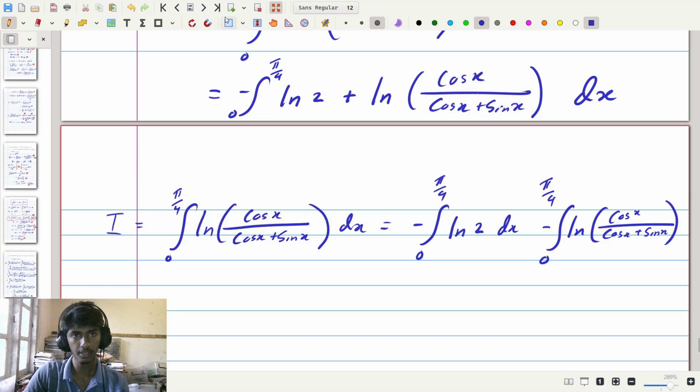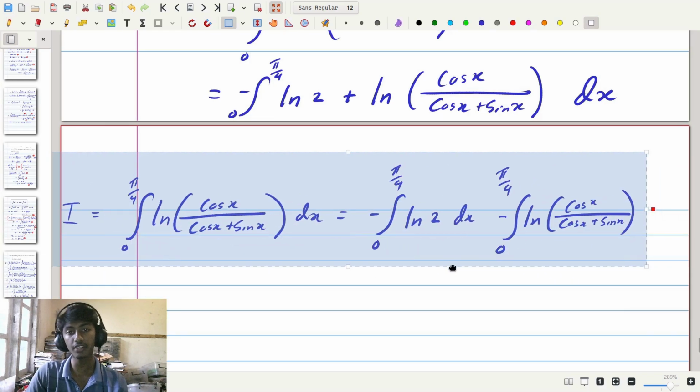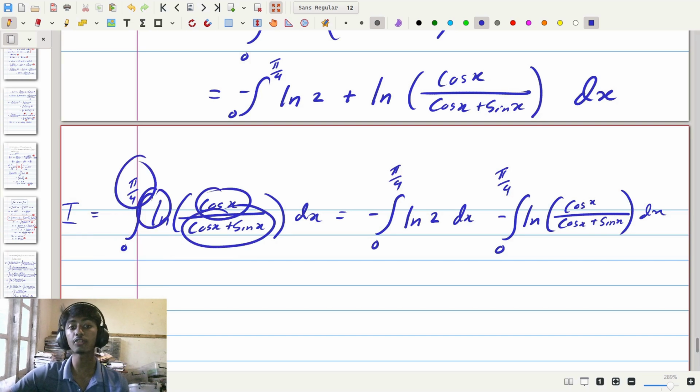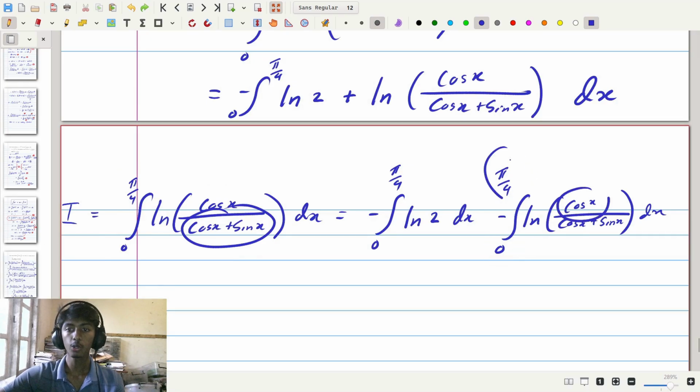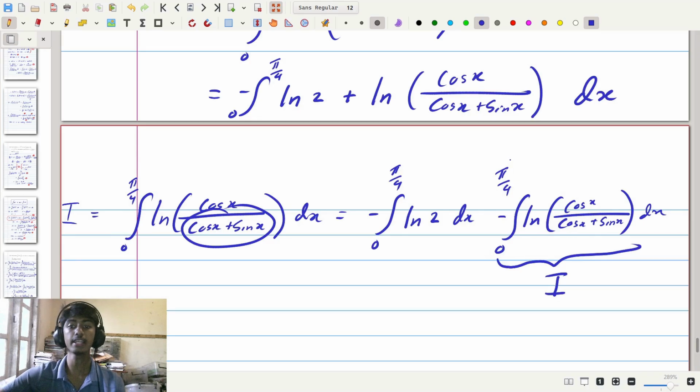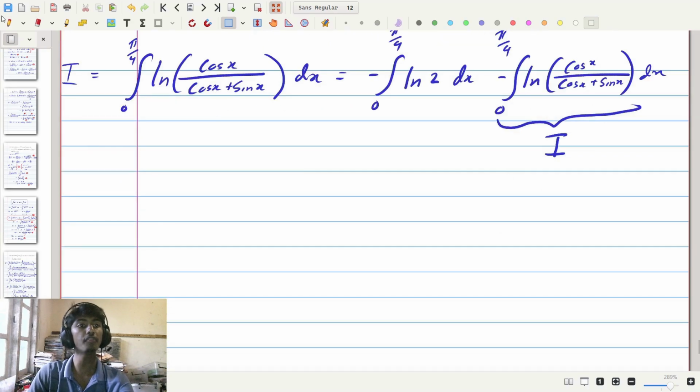Now taking a moment to reflect on this, we can see the second integral that we have here is exactly equal to the first integral that we have here. You can see integral from 0 to pi by 4 natural logarithm cosine of x divided by cosine of x plus sine of x. This integral right here is exactly I. It is the original integral that we wanted to find. Now using this, we can very easily find the value of the integral I.